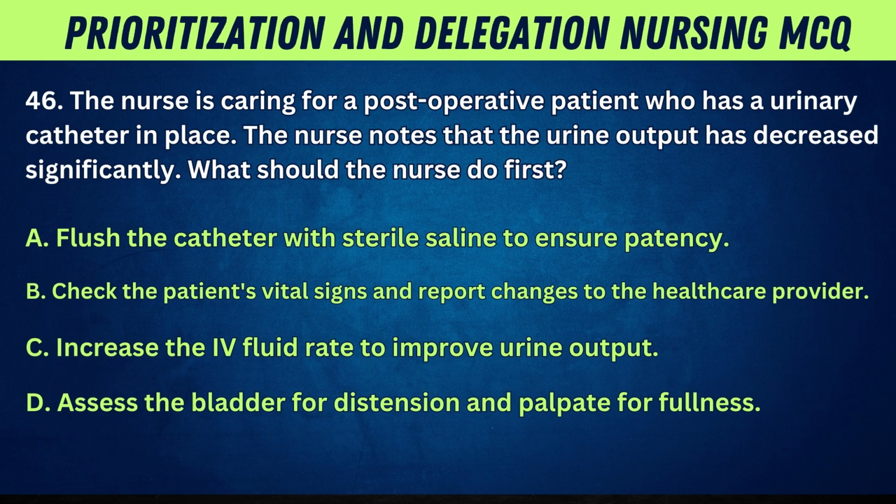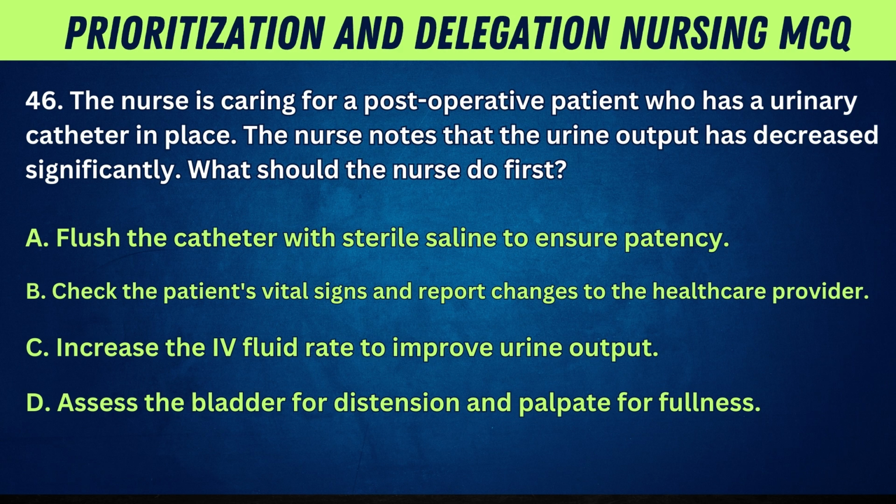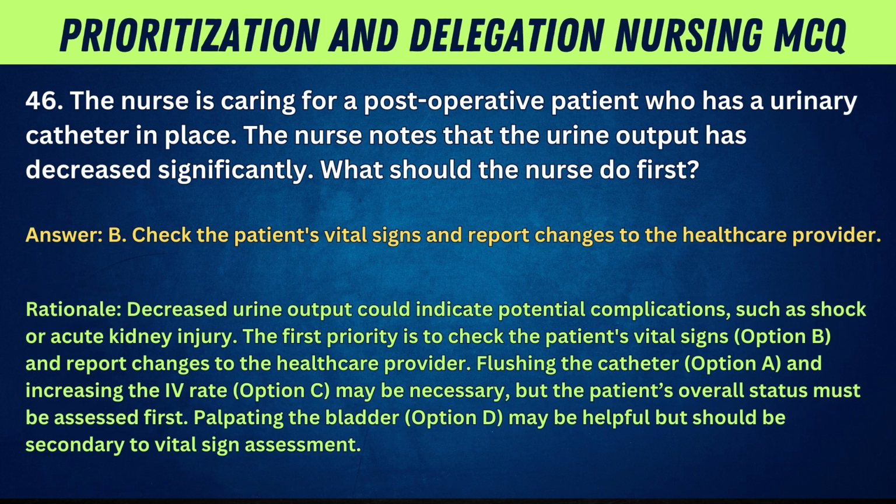46. The nurse is caring for a postoperative patient who has a urinary catheter in place. The nurse notes that the urine output has decreased significantly. What should the nurse do first? A. Flush the catheter with sterile saline to ensure patency. B. Check the patient's vital signs and report changes to the healthcare provider. C. Increase the fluid rate to improve urine output. D. Assess the bladder for distension and palpate for fullness. Answer: B. Check the patient's vital signs and report changes to the healthcare provider.